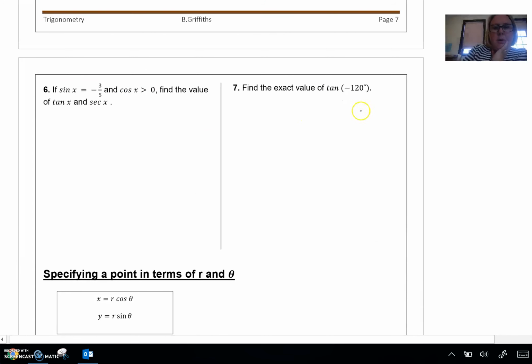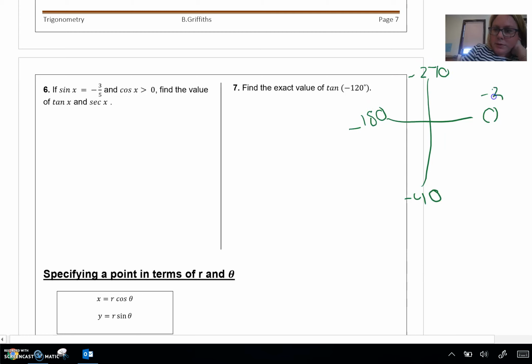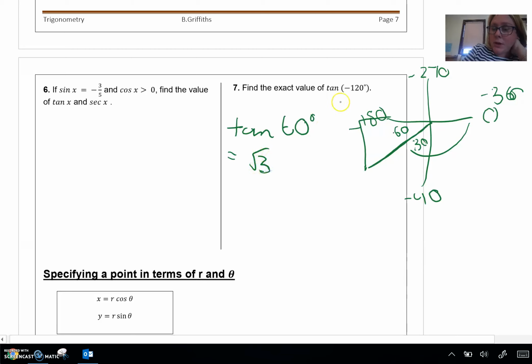Find the exact value of tan of minus 120. What I also didn't tell you is we can go around in the negative. 0, minus 90, minus 180, minus 270, minus 360. So if I wanted minus 120, it would be here. This would be 30, this would be 60. So it would be the same as positive tan 60 because it's in the positive tan quadrant. So whatever tan 60 is, I think it's root 3. That's your answer. Check it on your calculator. Put that in your calculator. It'll give you the answer.